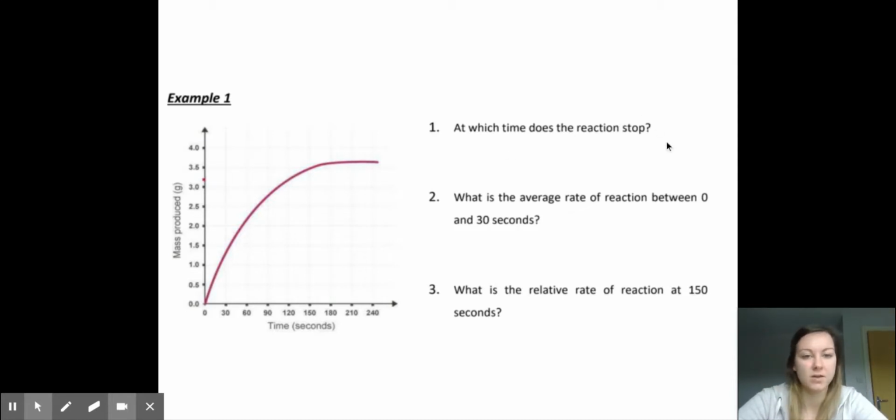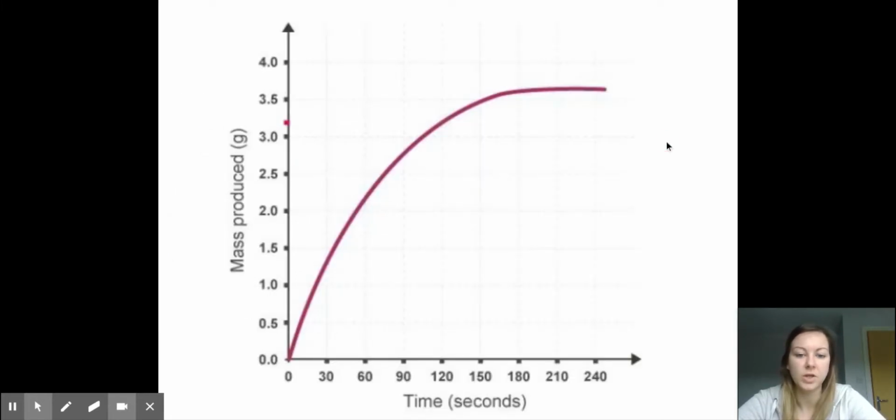Number 1 is asking us at which time does the reaction stop? Number 2, what is the average rate of reaction between 0 and 30 seconds? And 3, what is the relative rate of reaction at 150 seconds? So first of all, at which time does the reaction stop then?